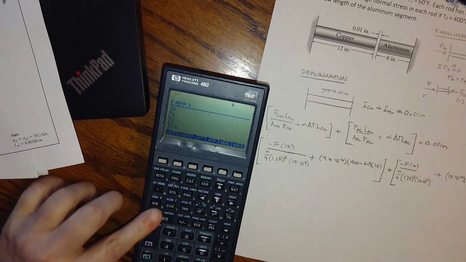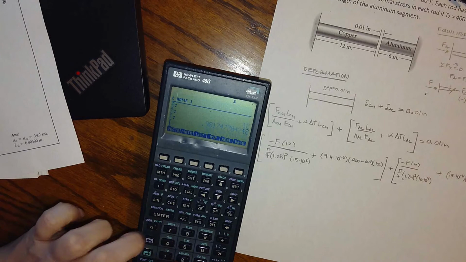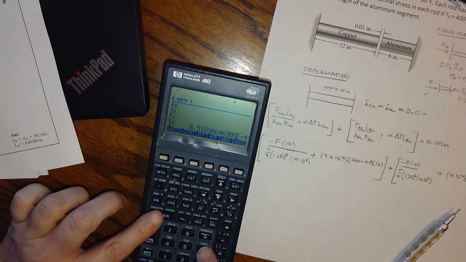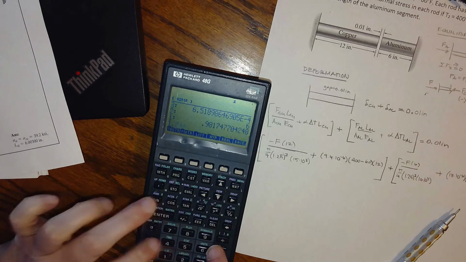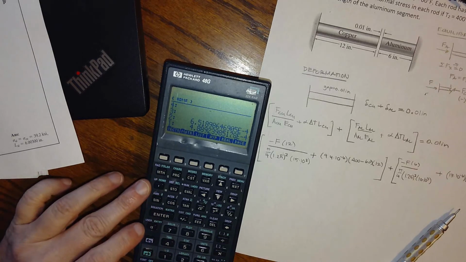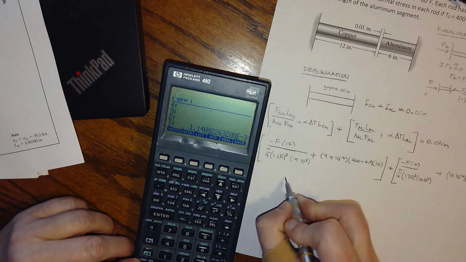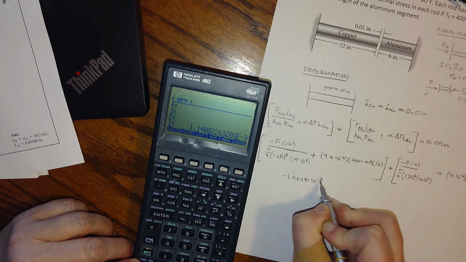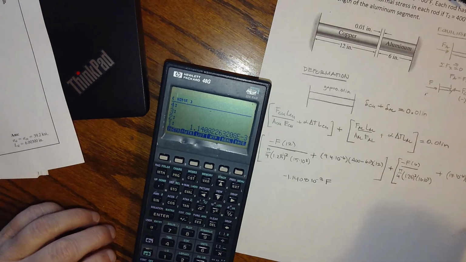So I have 12. Pi, 4 divided by 1.25 times 1.25 times 10 e to the third, times divided by, and then I have 6, enter. Then I'm going to add those two up. And when I do that, I get negative 1.1408 times 10 to the negative third F. Okay, now I'm going to do my temperatures and then I'm going to add them over to the other side.